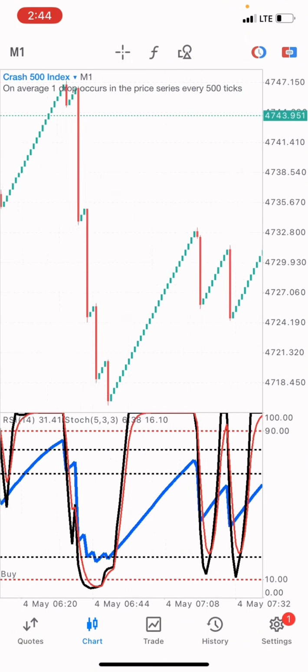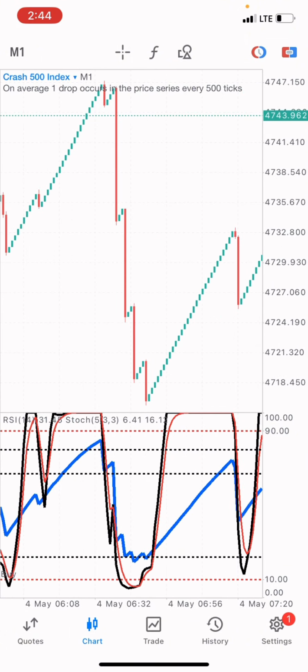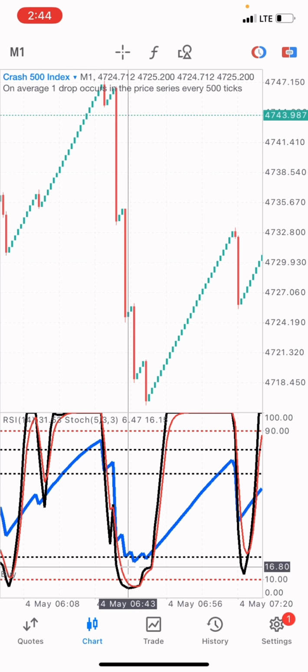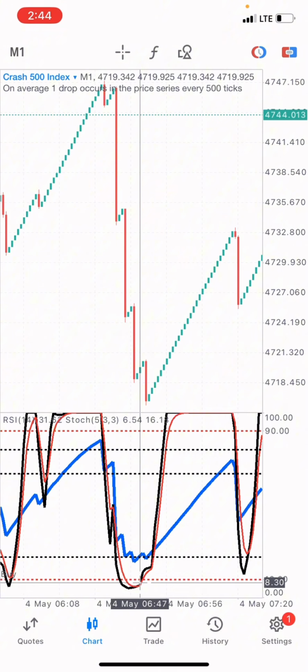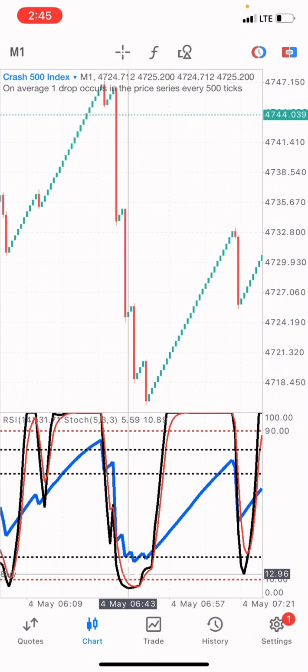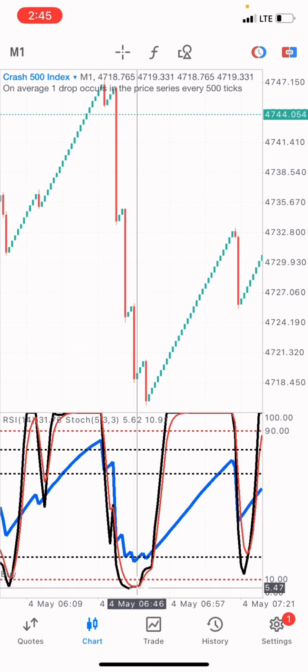Now this strategy is not 100%. There are times whereby the market might go the opposite direction, but the accuracy probably should be around 80%, which is a good strategy.